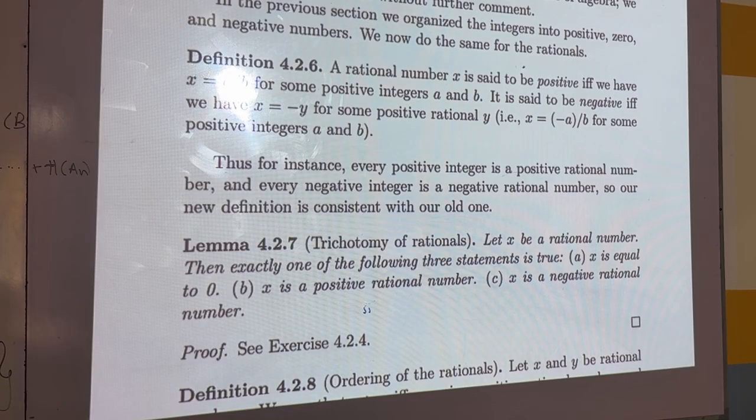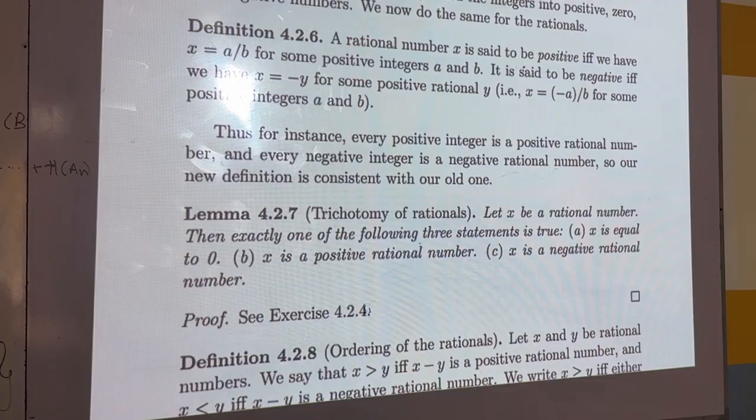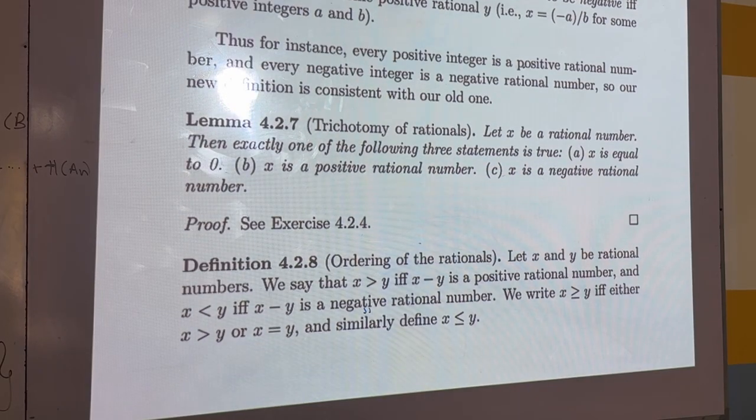Again, we have this trichotomy of rationals. Let x be a rational number, then exactly one of the following three statements is true: x is equal to 0, x is a positive rational number, or x is a negative rational number. Same thing, same proofs. Not much difference.